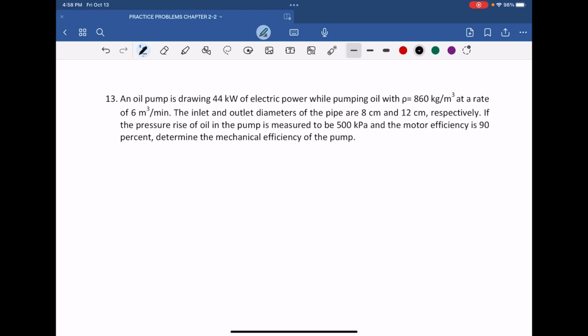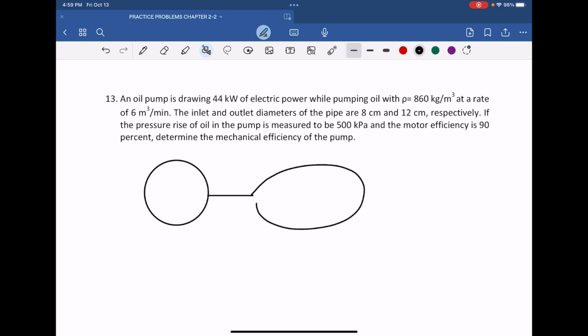So when I read this problem statement, I notice certain things. For example, they talk about the pump and the motor. So they're actually talking about the combined system of pump and motor. So let's sketch that. So there is the pump attached. Okay, so let's write it down. Here is our pump. And there is the motor.